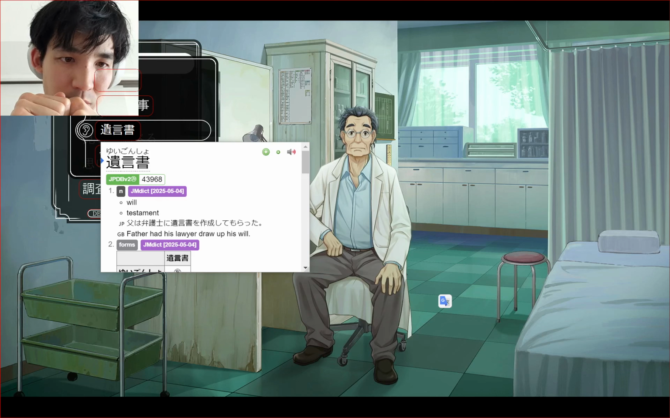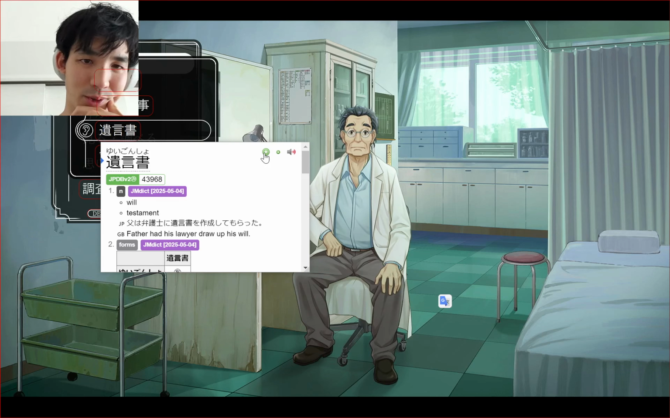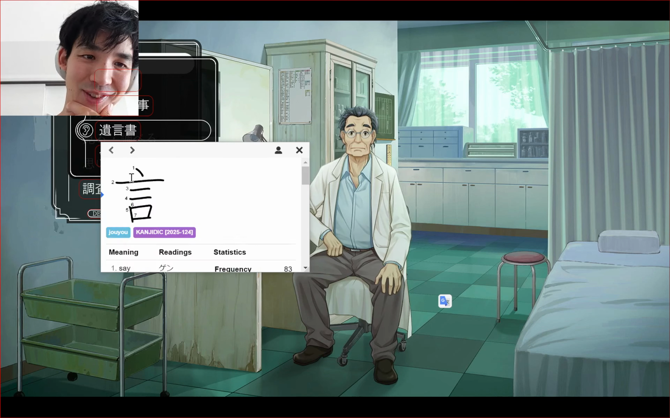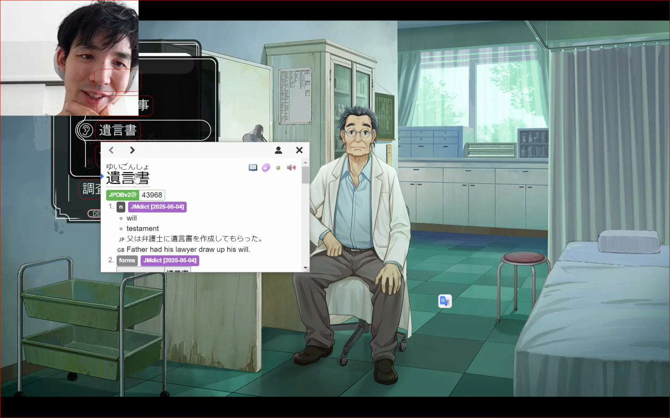Yuigonsho. Yuigonsho, the will and testament. I guess that's also a good word to know. The kanji for bequeath. Okay. A bug on a shellfish on a scooter. That's how you bequeath things. And then this is for words or saying things. And this is writing down. So you say and write down gonsho. Yuigonsho.